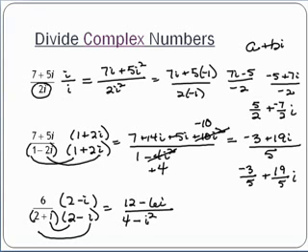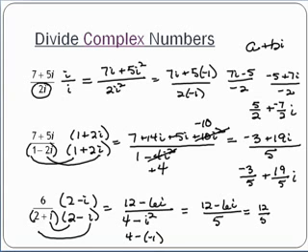So can you tell me what that denominator is going to be? And if you said 5, you're right. Because i squared is negative 1, so 4 minus negative 1 is 4 plus 1, or 5. So there we have it. Or we can write it as 12/5 minus 6/5 i.